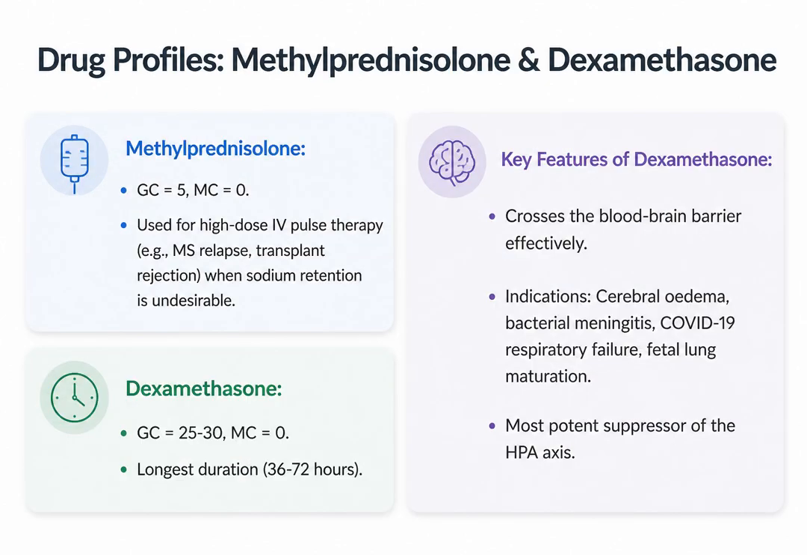When you need massive anti-inflammatory effects without any fluid retention, you turn to methylprednisolone or dexamethasone. Methylprednisolone is great for high-dose IV pulse therapy and transplant rejection. Dexamethasone is incredibly potent and uniquely crosses the blood-brain barrier, making it the drug of choice for cerebral edema and meningitis. It is also the steroid proven to reduce mortality in severe COVID-19.